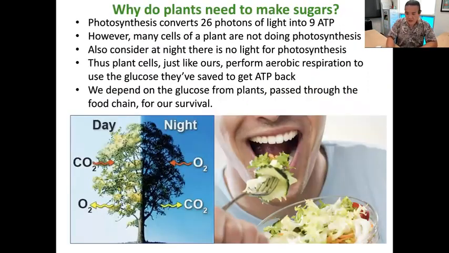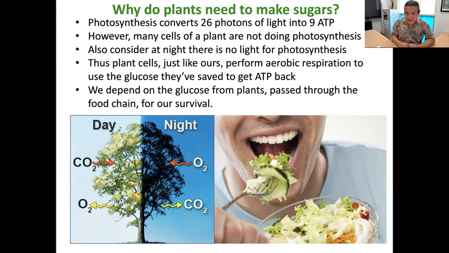All right, so last slide for today, just sort of a summary. Again, why do plants need to make sugars in the first place? Because photosynthesis is able to convert 26 photons of light into 9 ATP molecules. However, many of the cells in a plant don't have access to the sunlight directly. So that means many of the cells in the plant depend upon that energy being converted into chemical form to be transported within the plant so they can get some of that. So that's why it needs to be made into glucose.